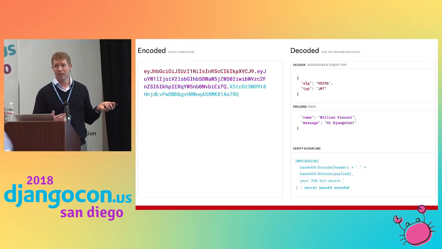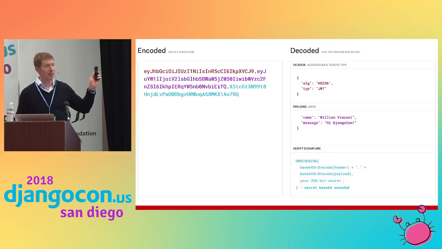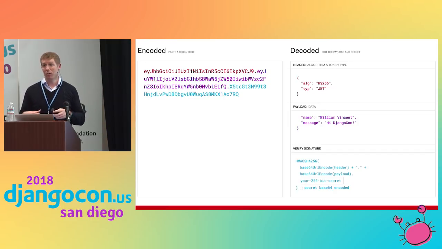Again, this is a great site, jwt.io, where you can plug in any JSON Web Token. You put it on the left, you can see it on the right. You can also change it on the right and see it change on the left. So again, there's no magic here. JSON Web Tokens let us cram in a lot more information in the JSON format.